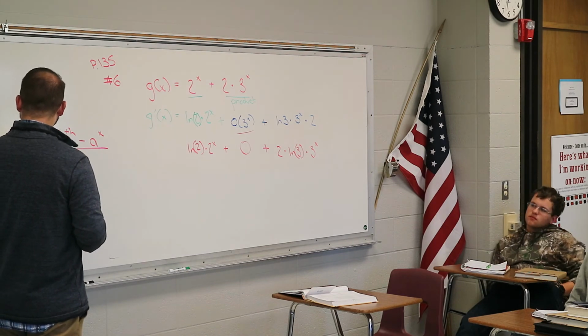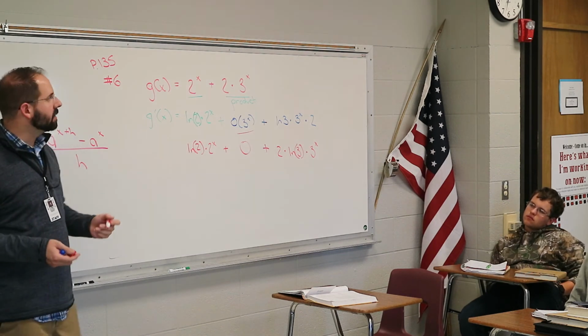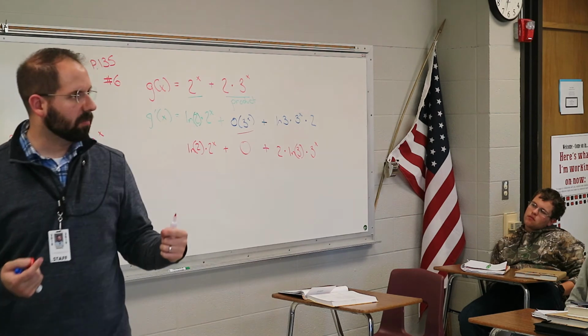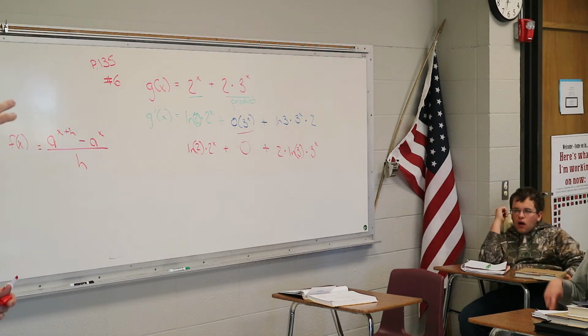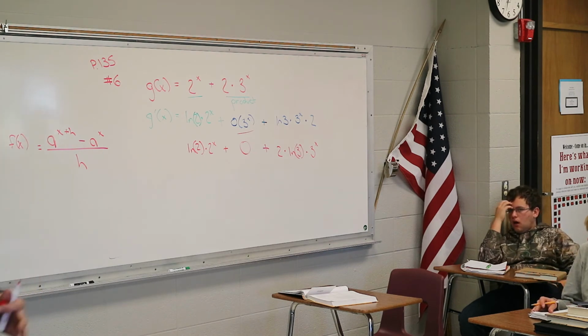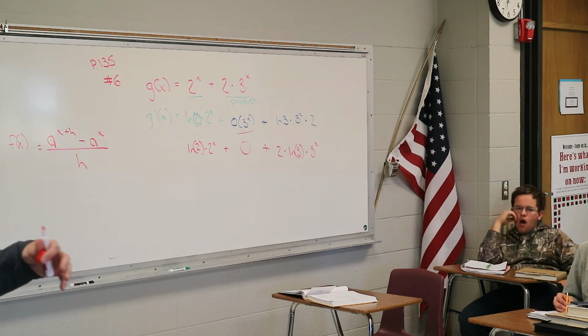Here's the question I got. This is an honest question. Where did the natural log thing come from? Why, when you take the derivative of a to the x, does it have to be the natural log of a times a to the x? Why did that come out?